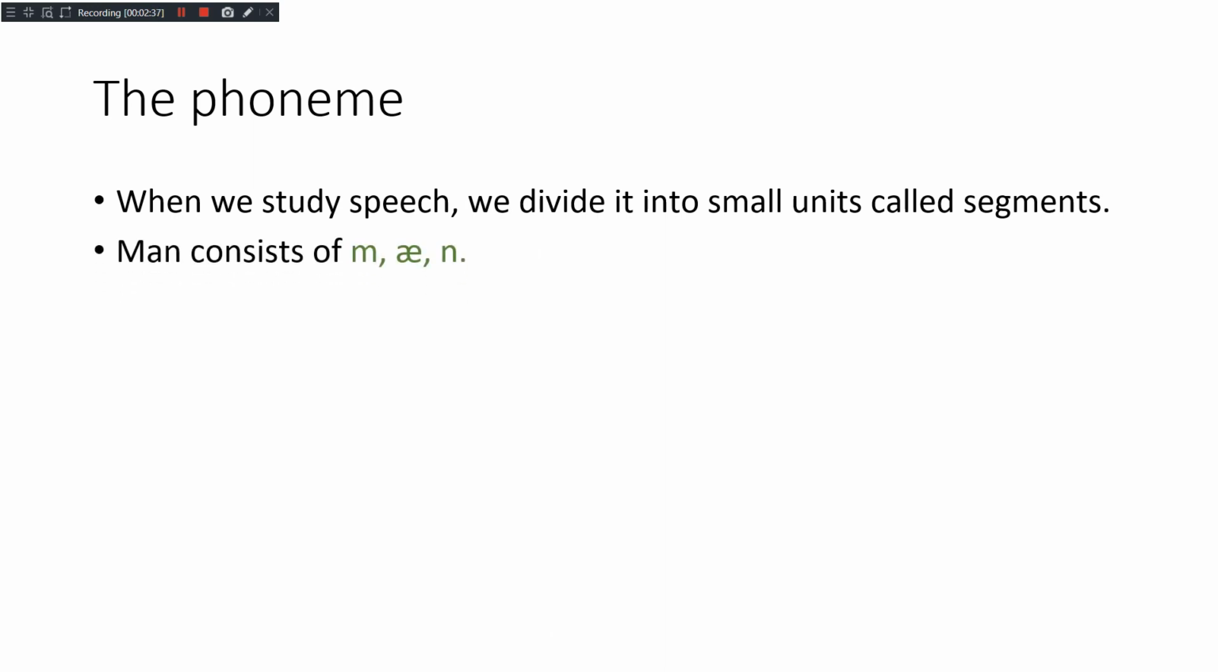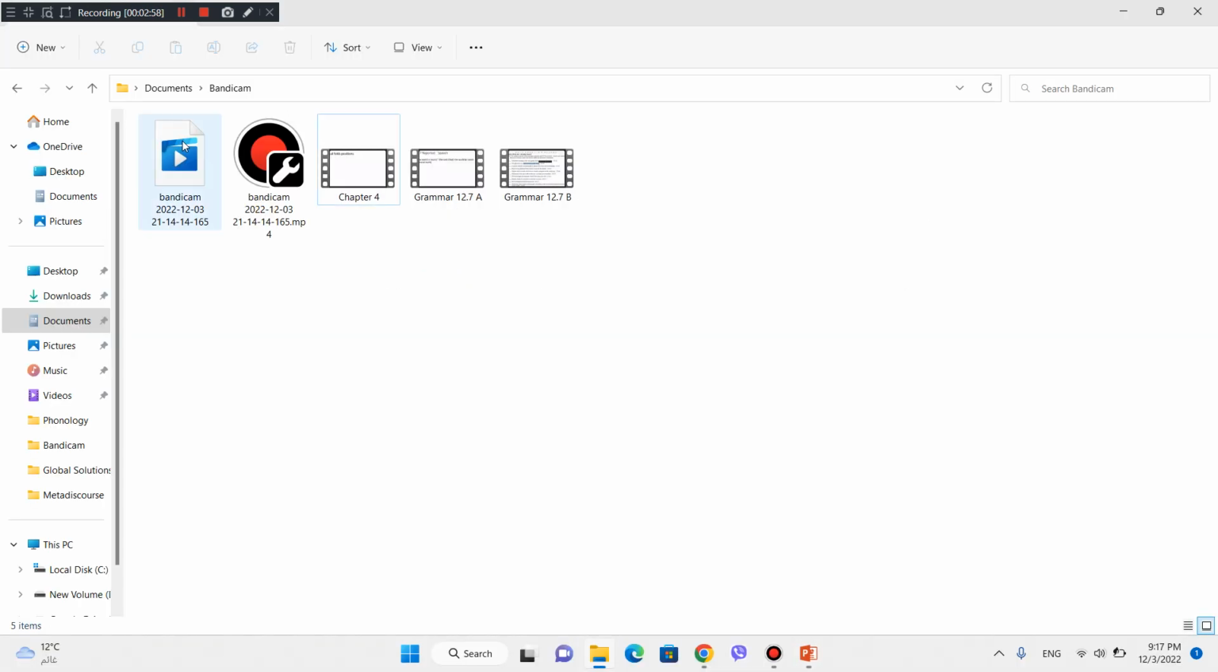Let's, for example, divide the word man into the smallest possible units. We can say that it consists of three sounds. The sounds are m and the vowel a and n at the end of the word. What about the word mind? How do we know?